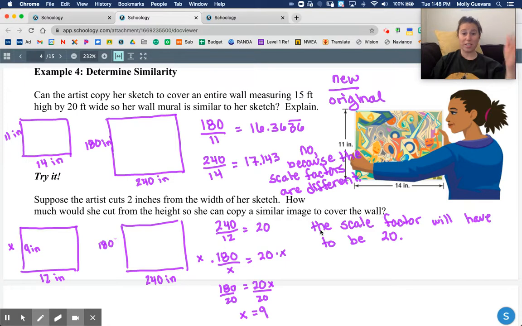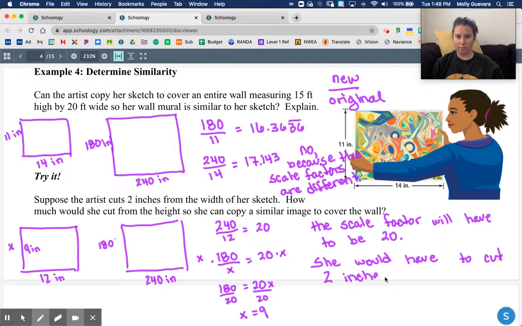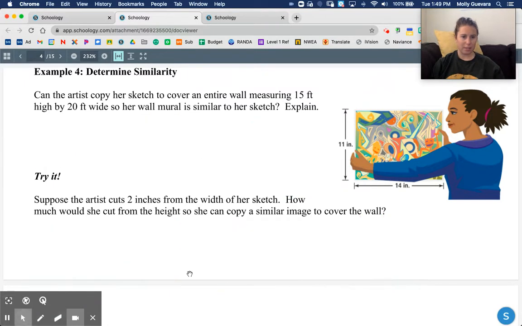So then the question is, how much would she have to cut from the height? Well, the original height was 11. It has to be 9, so she would have to cut 2 inches off the height. And that's it. So again, hopefully you're kind of understanding how that works. We have one more try it for you guys. So let's clear this and keep looking.